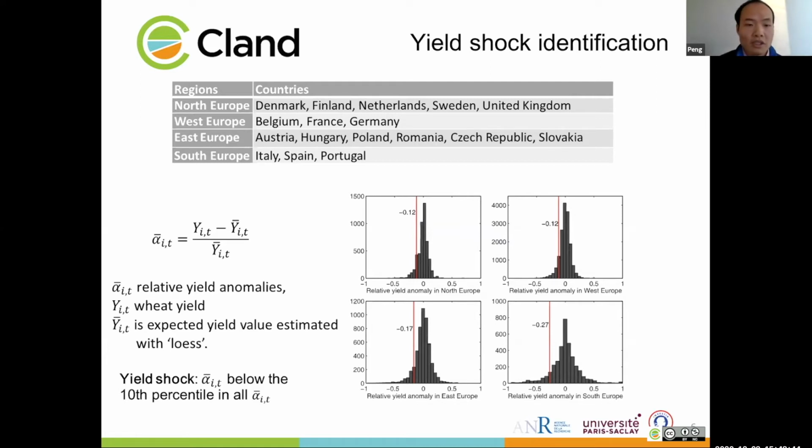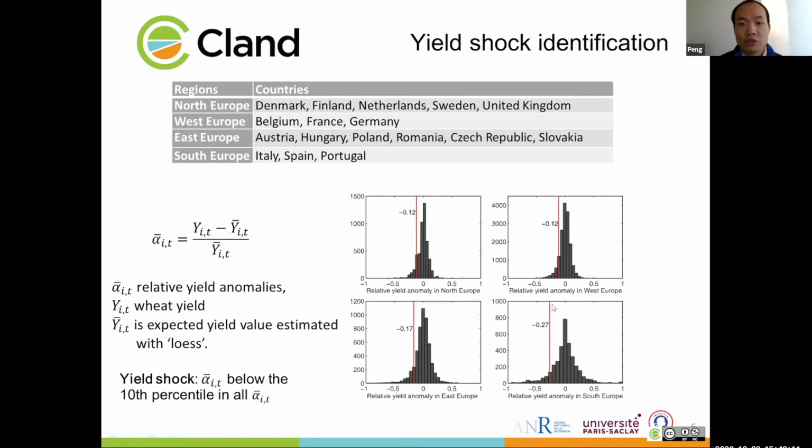And the yield shock is defined with this equation based on the relative yield anomaly. So for the yield at department i, we get its expected value using the loess regression, and then we get its relative yield anomaly. So yield shock is defined as the lowest 10 percentile of the relative yield anomaly.